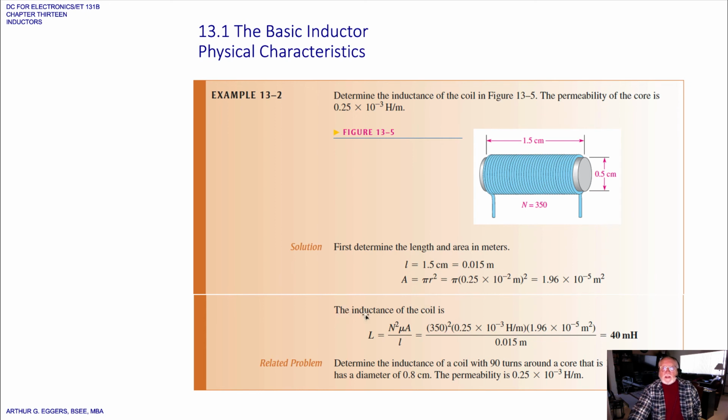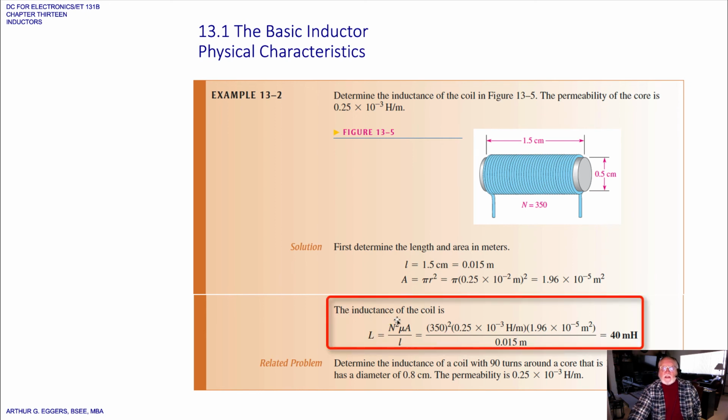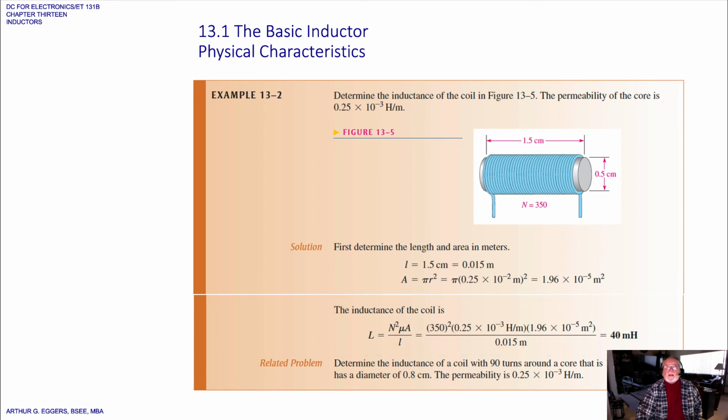So the inductance of the coil, L, is equal to the number of turns squared times mu times the cross-sectional area divided by the length l. Okay, so when we run these through the calculator, probably the easiest thing to do is enter in the denominator first and then invert it and multiply it by all of the terms in the numerator. That gives us 40 millihenries of inductance. So, determining the inductance of a basic inductor.